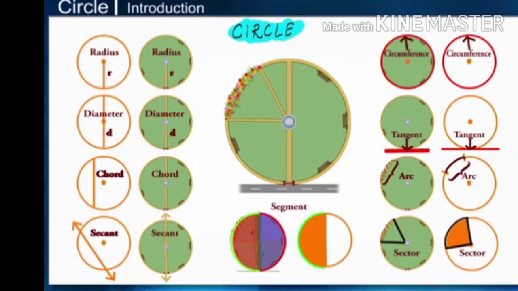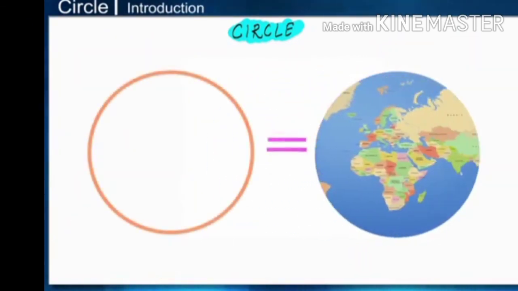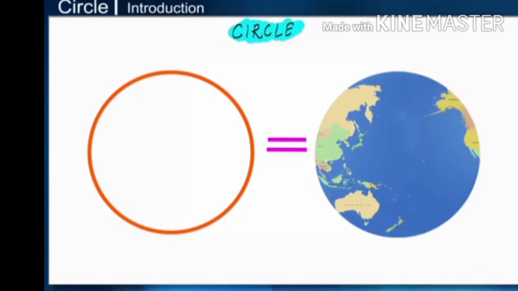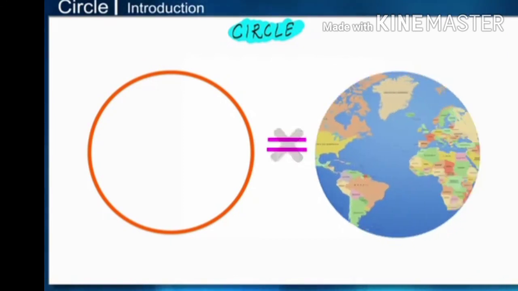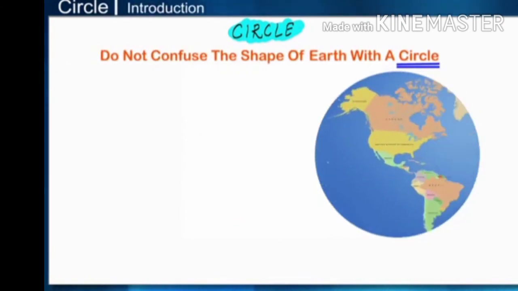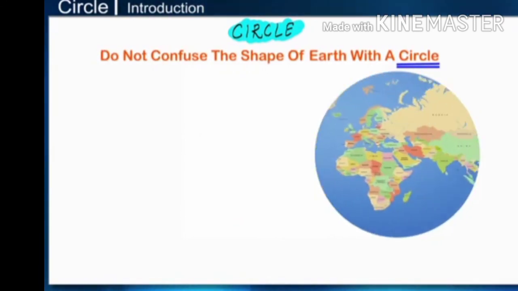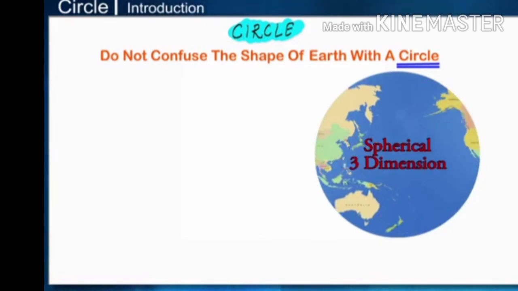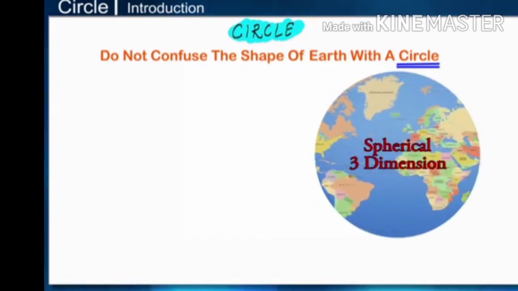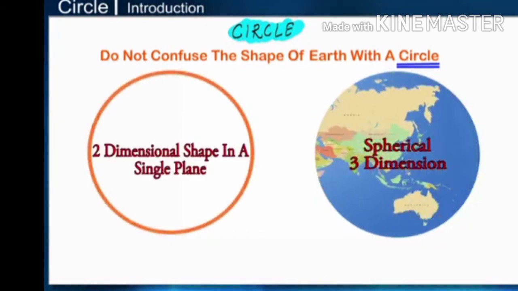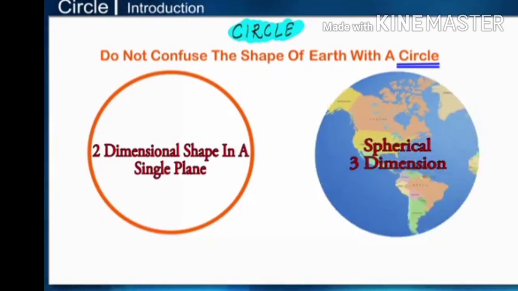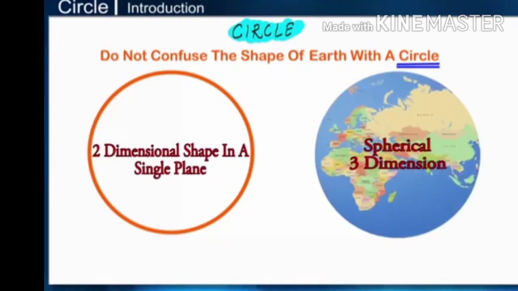So friends, before we end this session, let me just ask you one last question. Do you think Earth is also a circle? The answer is no. Earth is not a circle. Do not confuse the shape of Earth with a circle. Earth is spherical in shape and three-dimensional in nature, whereas a circle is a two-dimensional shape in a single plane. That's all for this session.